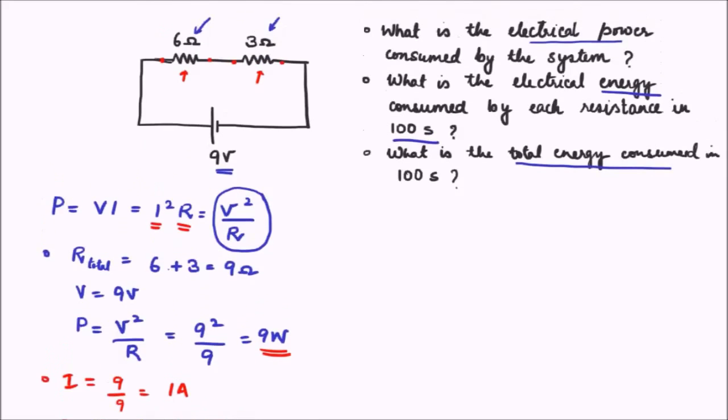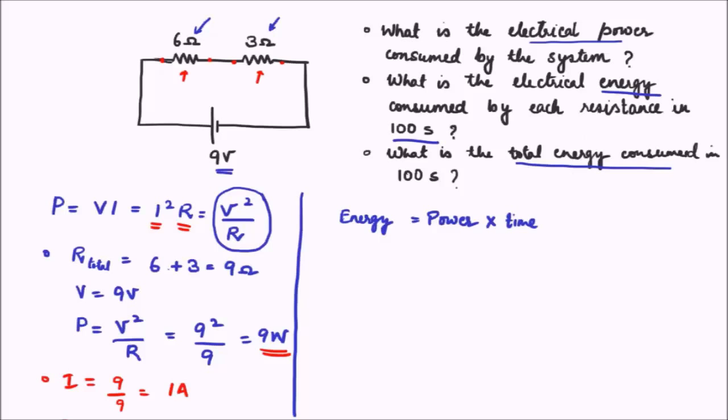Now let us jump into the second part of the question. The second part says that we need to find out the electrical energy consumed by each resistance in 100 seconds. Electrical energy is basically power multiplied by time. Now if we find out the power consumed by each element, we can just multiply it by time and find out what is the electrical energy consumed by each element.